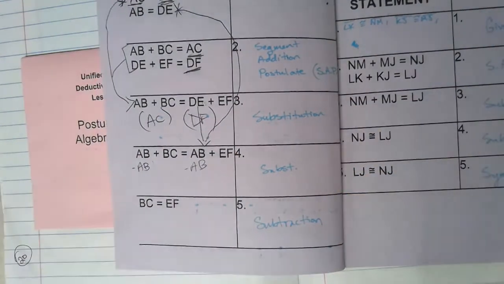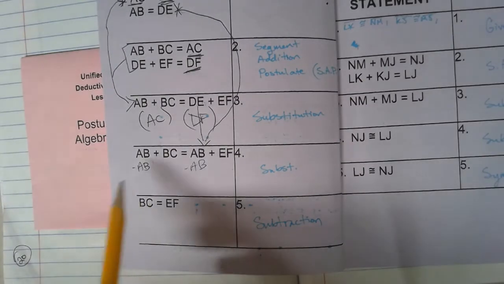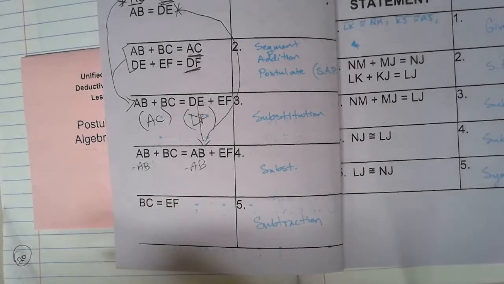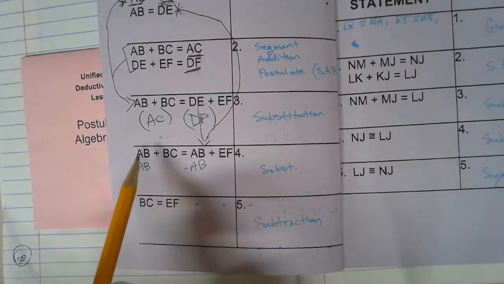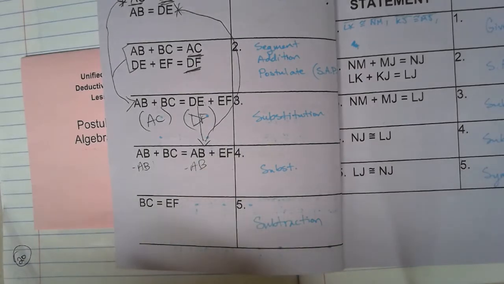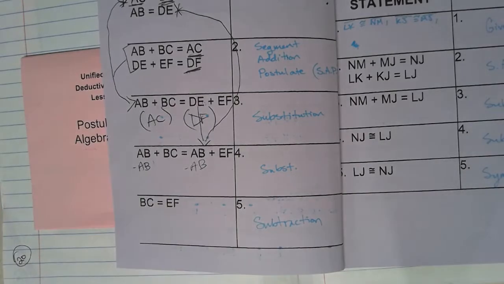Okay, and then lastly, we know we're trying to get down to BC is equal to EF. So we need to look and see how we can get to that point. They both have an AB, so let's just subtract the ABs. When we subtract ABs, it gets rid of it over here and over here, and I'm just left with BC is equal to EF, and we were able to get that by using the subtraction property.